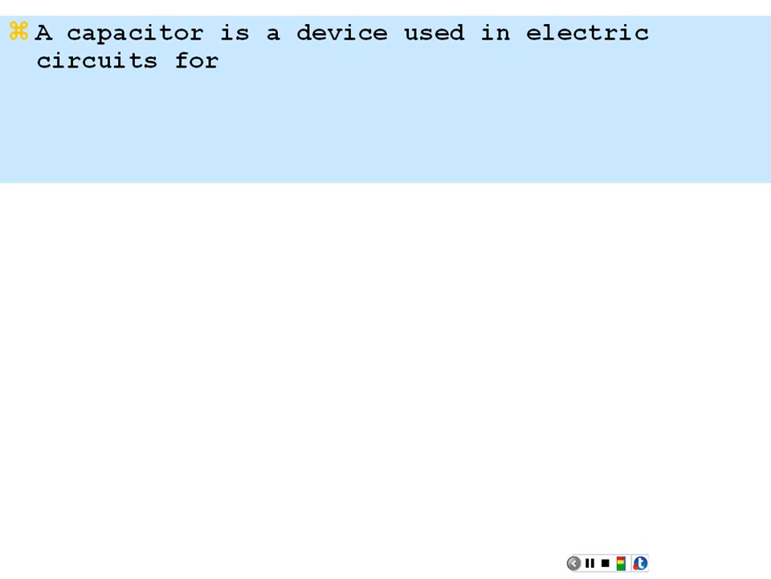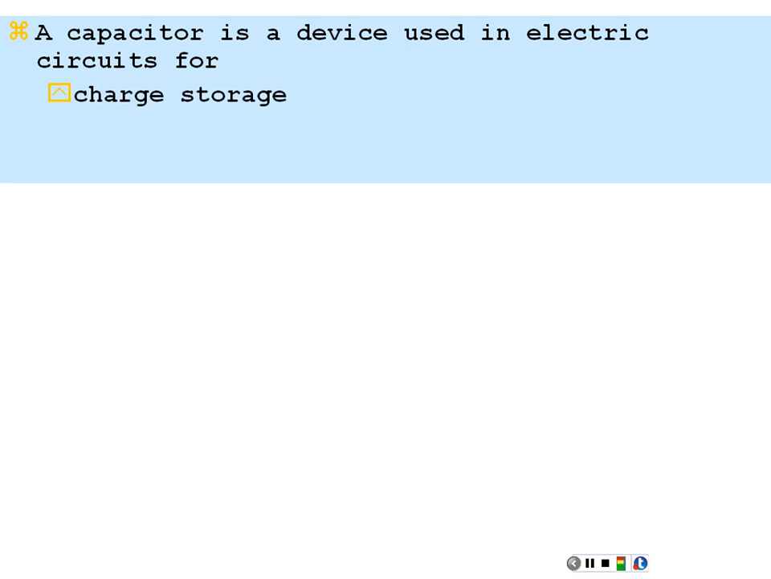So you've looked at electrodynamics and you're ready to get into circuits. But we need to transition there, and the best transition chapter for that is chapter 26, concerning capacitors. A capacitor is a device used in electric circuits for, one thing, charge storage.